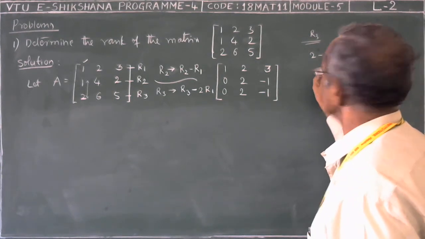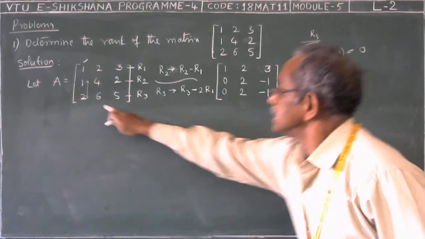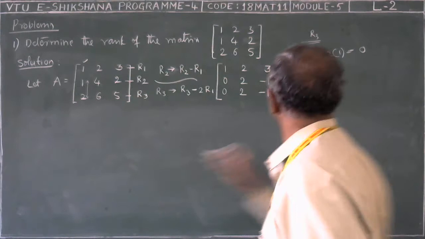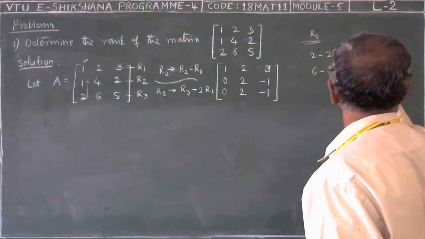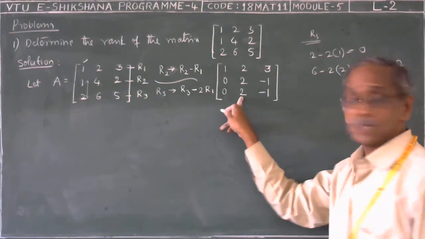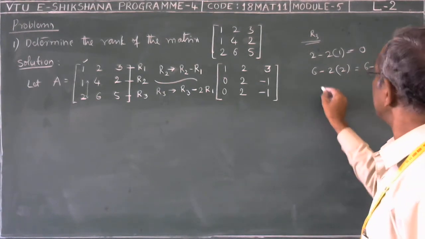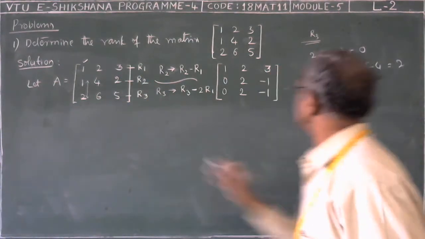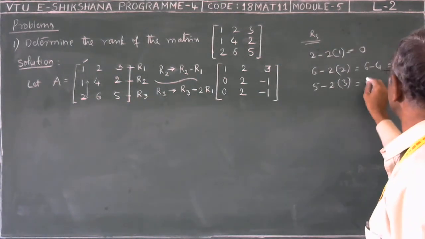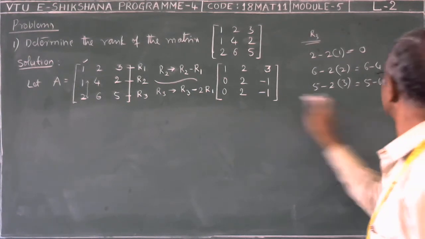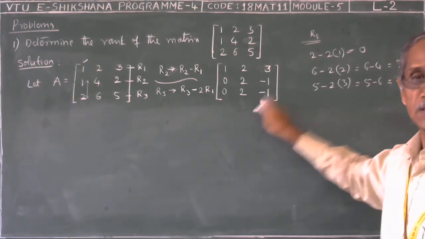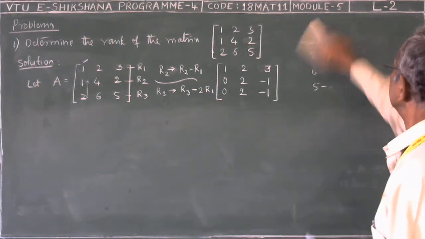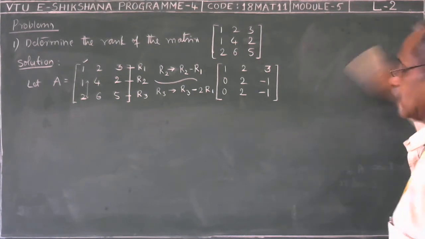Similarly, for R3, 6 minus 2 times the corresponding element, 2. So this is 6 minus 4, which is equal to 2. Then 5 minus 2 times 3, so 5 minus 6 is minus 1. So this is minus 1. You can calculate like this. Very simple. You can do it mentally. If you find it difficult, you can use a calculator.